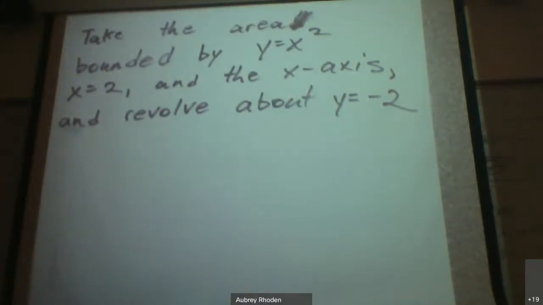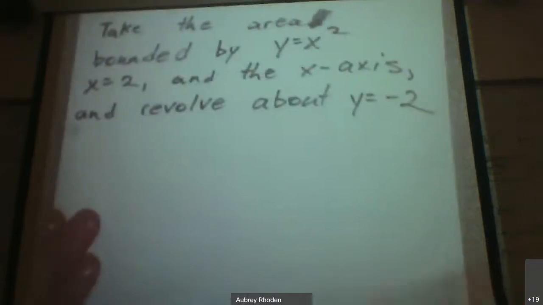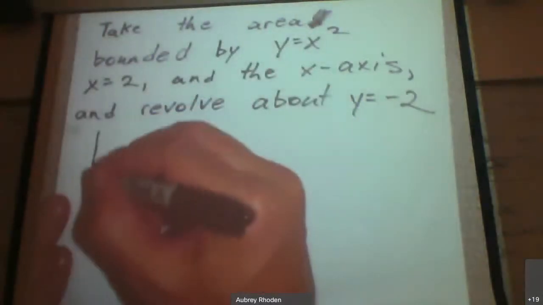Okay, so we're going to use a shell method to revolve this area bounded by y equals x squared, x equals 2, and the x-axis, about y equals -2. We've actually already done this problem.